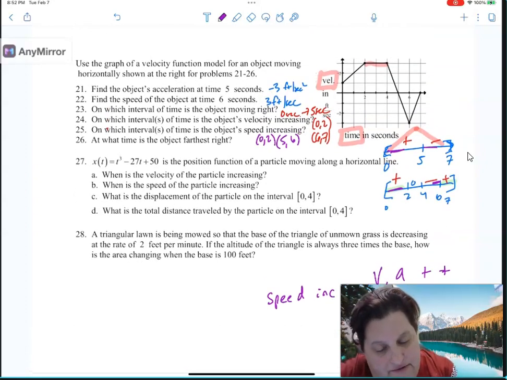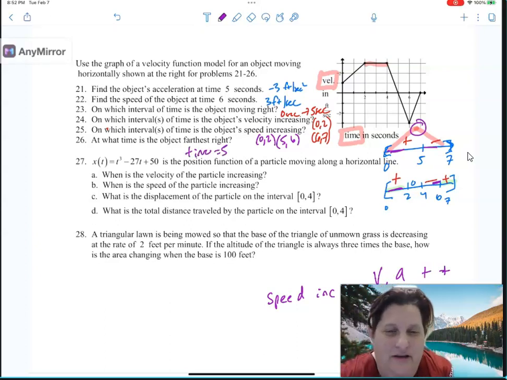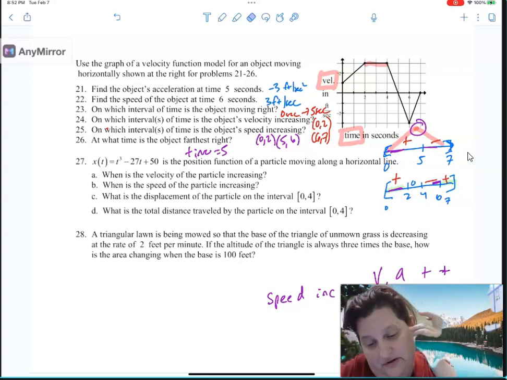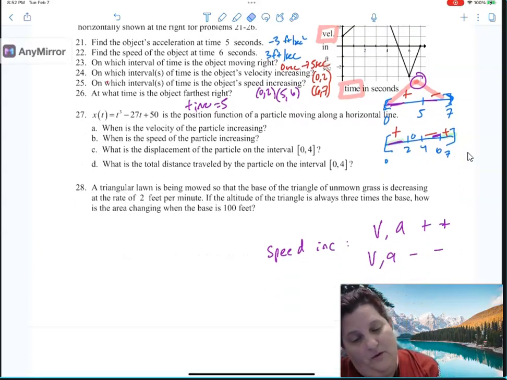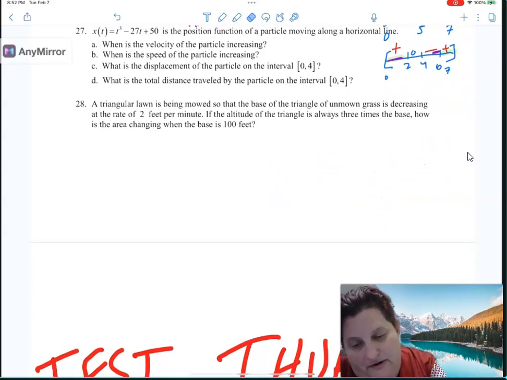And then where is the object furthest to the right? Well, it's just asking you about the max, and the max is at time 5. These are tricky. You guys just think about things way differently. So I know that's kind of a tricky one. All right, let's look at 27 and 28. Speed round these bad boys.